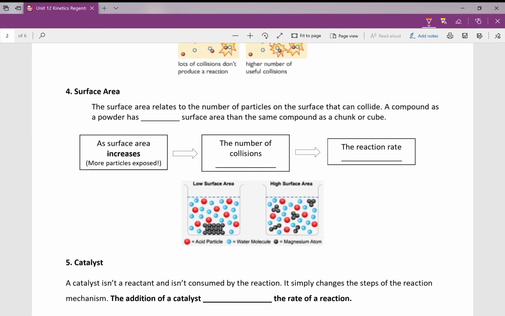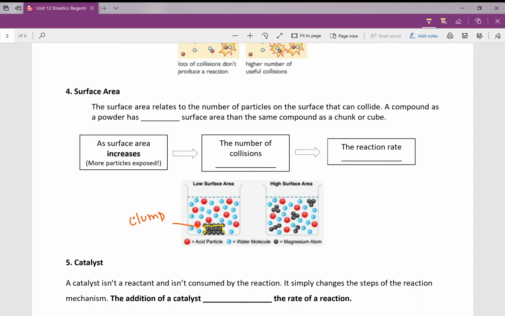All right, number 4, surface area. And this is one that students tend to struggle with because of how I think they picture the particles in their minds. So surface area relates to the number of particles on the surface that can collide. So if you look down at this picture, this would be like one clump of magnesium or maybe a strip of magnesium. If you think about what can react, it's only these particles on the outside. Okay, they're shielding the particles on the inside.